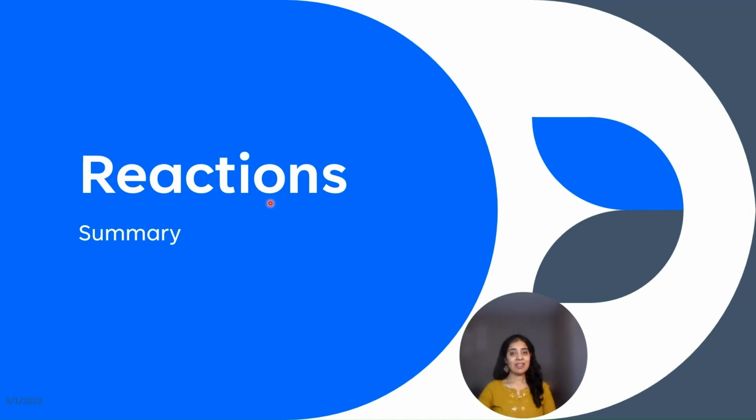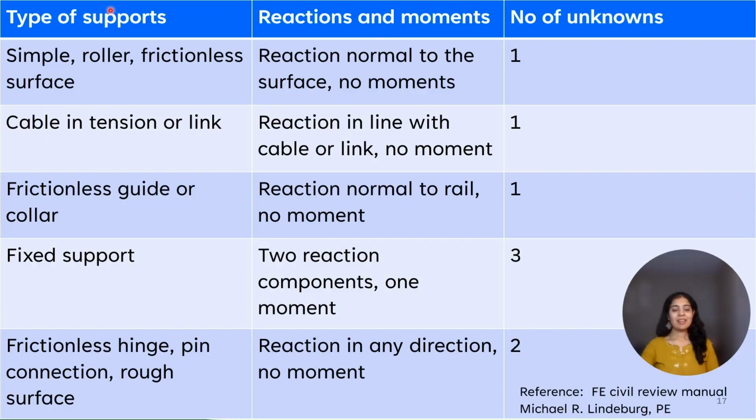Reactions. We have already seen how reactions are developed for each type of support. Please watch that video before for better understanding. Here, for your reference, I have provided a summary of the reactions for each type of support. This is the table showing type of supports, reactions and movements and number of unknowns. This table is taken from the book F.E. Civil Review Manual by Michael R. Lindeburg.